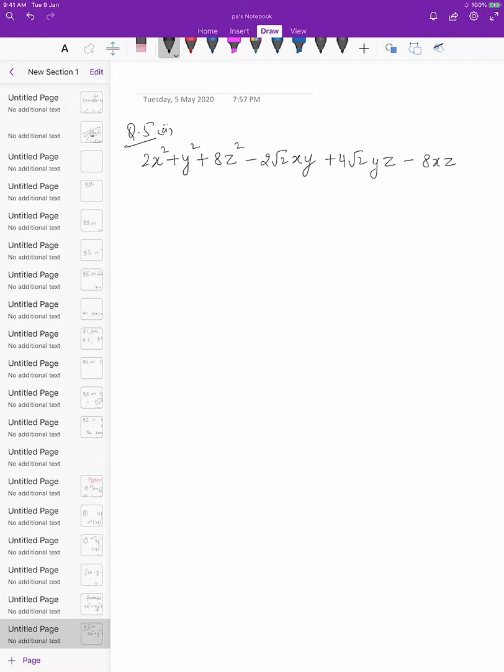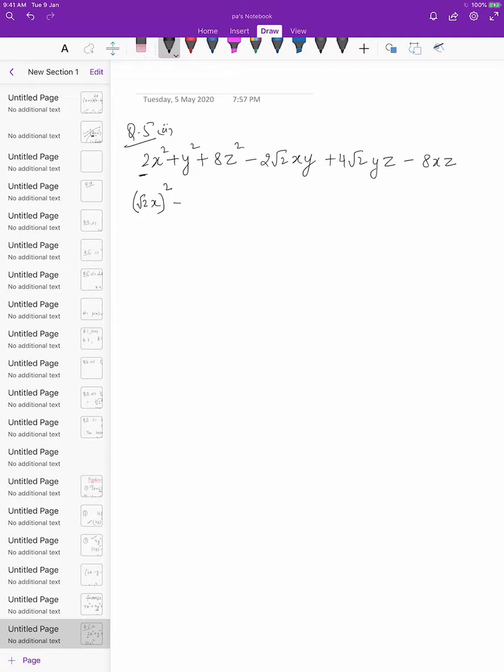So what is your A square? Can I write it as (2x) whole square? That would be wrong, because if I write (2x) whole square and you open it, it will come out to be 4x square, not 2x square. So in order to get 2 here, what should I write? Can I write (root 2 x) whole square? Now when I open it, it will come out to be root 2x into root 2x, which will give you 2x square.